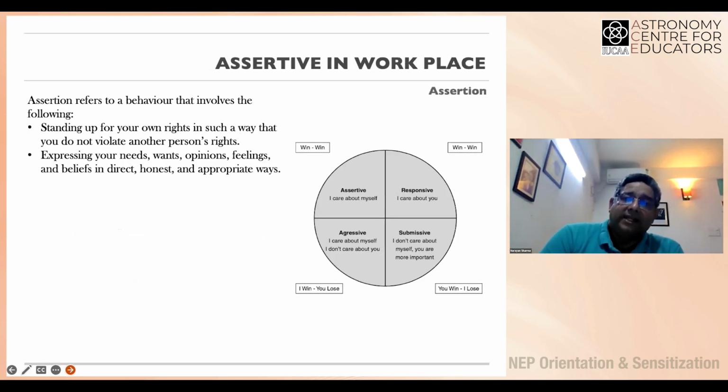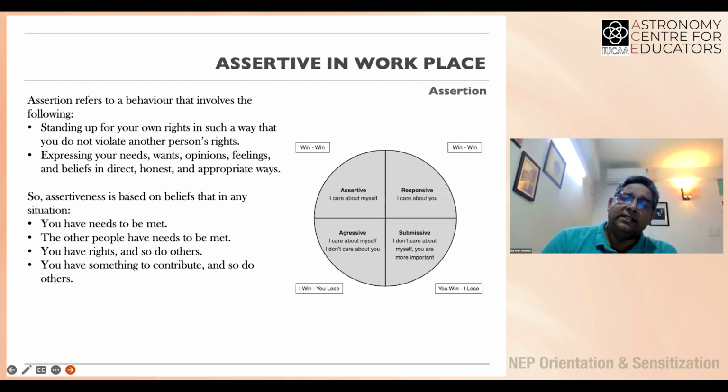So let us discuss these three behavioral aspects. Assertion refers to a behavior that involves the following. For example, standing up for your own rights in such a way that you do not violate another person's rights. Then expressing your needs, wants, opinions, feelings, and beliefs in a direct, honest, and appropriate way. So these assertive behaviors involve these characteristics. Assertiveness is based on the belief that in any situation you have needs, the other person has needs, you have rights, so do others. You have something to contribute, and so do others.